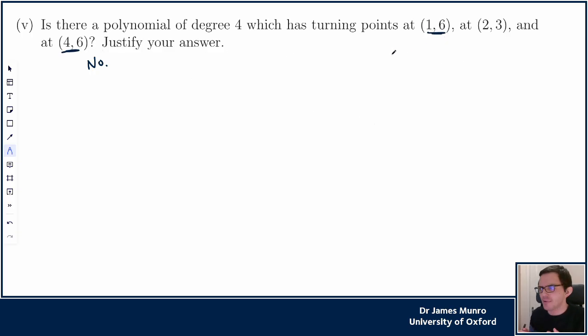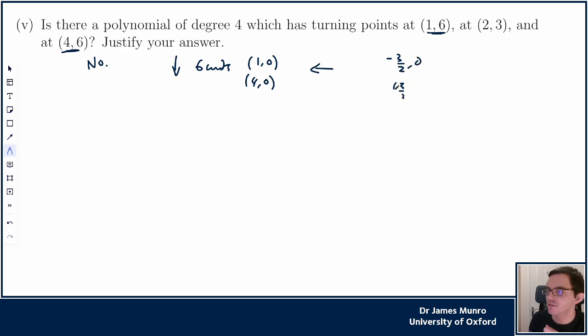But I can translate. I can go, gosh, I want to go down by 6 units. So go down by 6 units to get turning points that are 1, 0 and 4, 0. And then go left by, I want to space them equally, so the origin's in the middle. The distance there is 3, so I want them kind of 3 over 2 on each side. So I want to get them to minus 3 over 2 and 3 over 2. How do I get that to minus 3 over 2? I guess I go 5 over 2 left. So 6 units down, 5 over 2 to the left. Do I mean that? 8 over 2, 5 over 2, 3 over 2. Yeah, looks good to me.